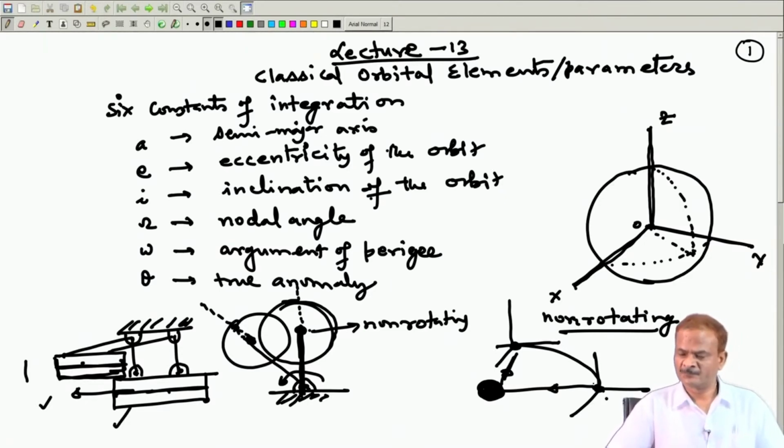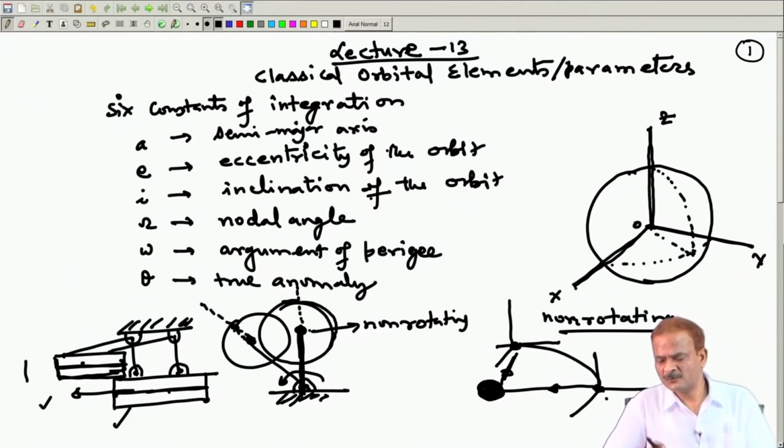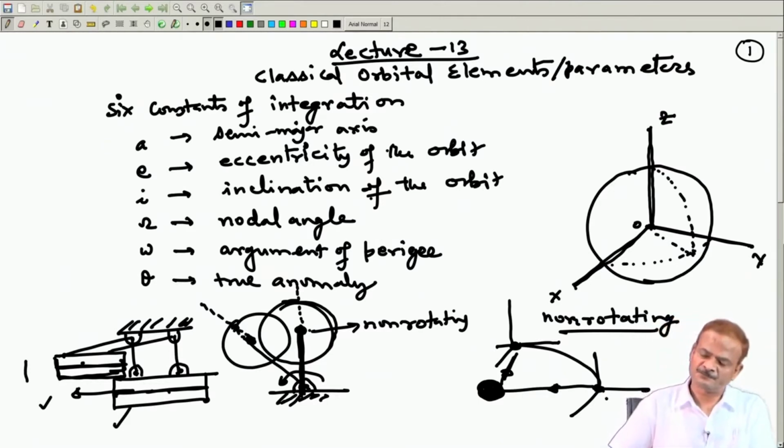But for a satellite around the earth, we can safely assume that the acceleration about the sun is so small that this translating reference frame serves as good as an inertial reference frame. This is translating and accelerating.